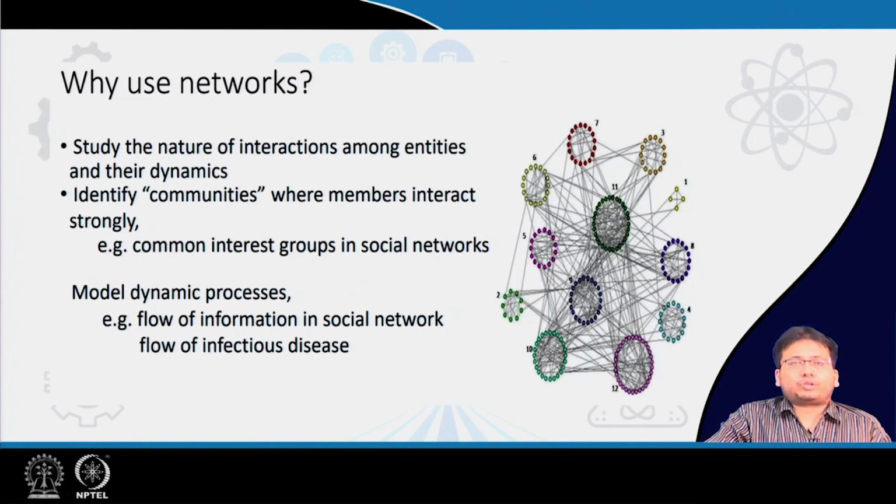So why do we use networks? The study of the nature of interactions among the entities and their dynamics is one of the main motivations of studying networks. For example, we may want to identify communities where the members interact strongly. If you look at this network, you can see lots of nodes and edges among them, but here you can identify certain communities.